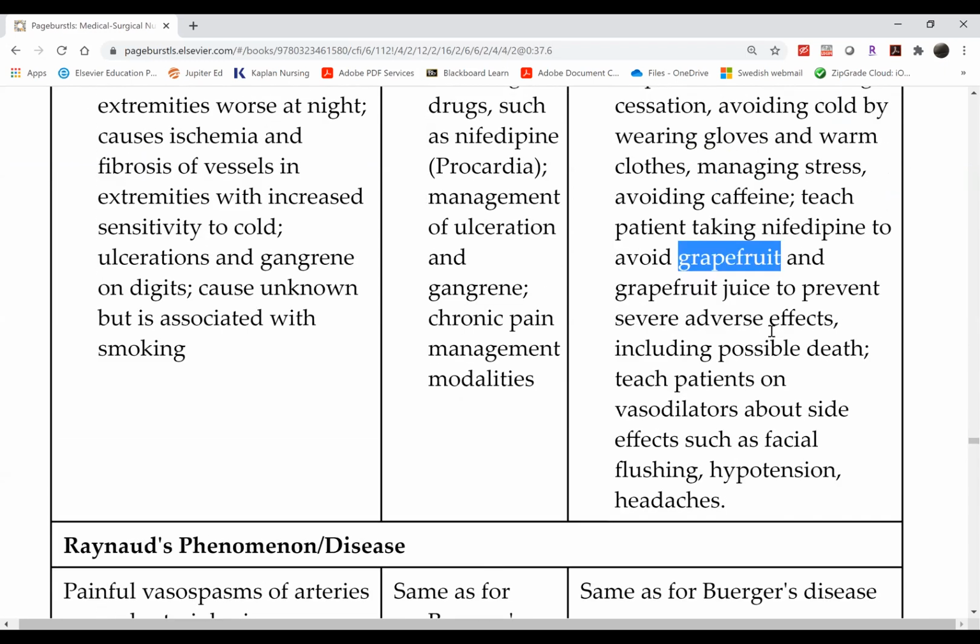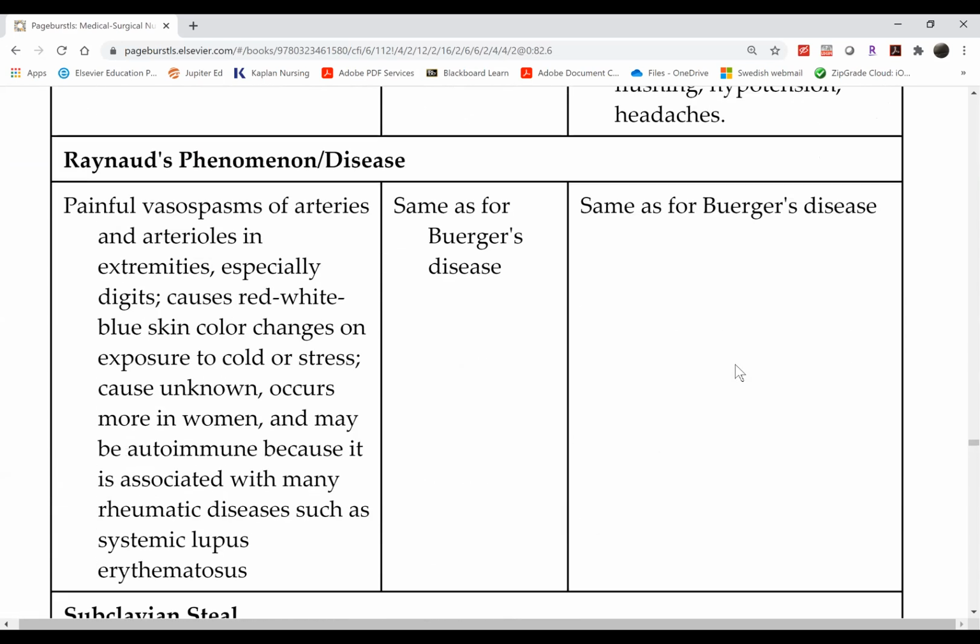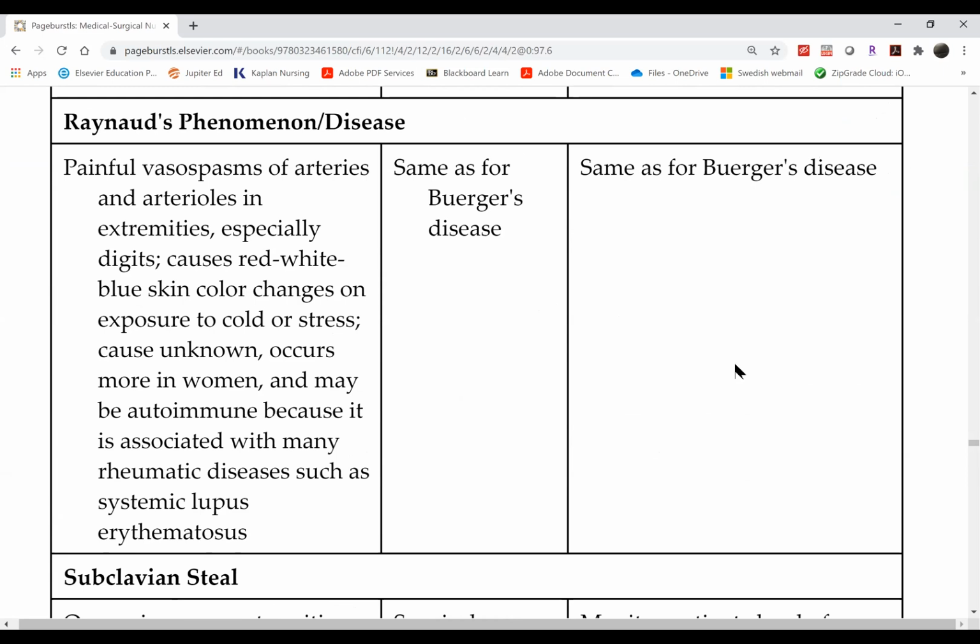And that's about it for Berger's disease. Like I said, it's very short. Next is Raynaud's phenomenon. This is another arterial problem.